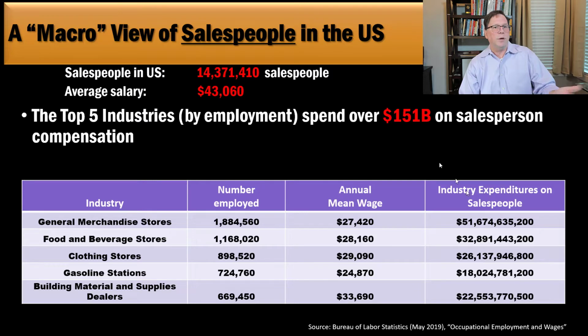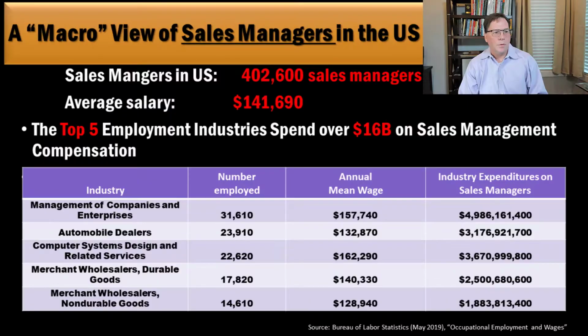So that's not everyone. You could take that 14 million, of course, and multiply that by that average of 43,000, and that would give you kind of a gross expenditure on just sales force compensation. So this is compensation. This is just the labor cost. This is not the cost of equipping them or training them or any of those types of things. This is just direct compensation to sales force or to people who work in sales roles.